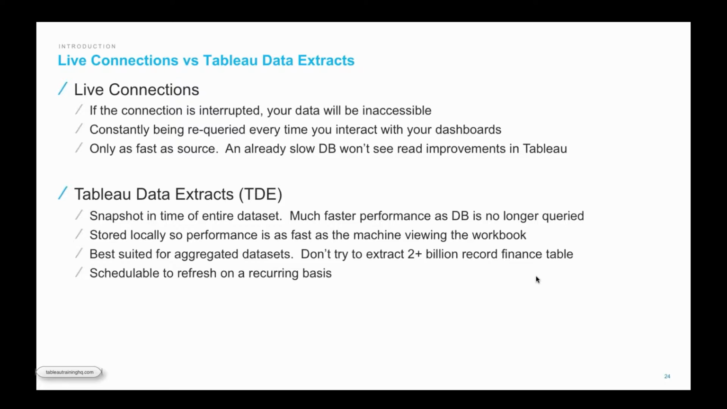So Tableau data extracts, snapshot in time, like I mentioned, much better performance, stored locally, best for aggregated data sets. So don't try to extract 2 billion plus record tables. It probably will crash. And you can schedule your extracts to refresh on a recurring basis. So much like traditional ETL nightly load cycles that run, database can be refreshed nightly. You can now also schedule your extracts to refresh based on whatever time interval is necessary.